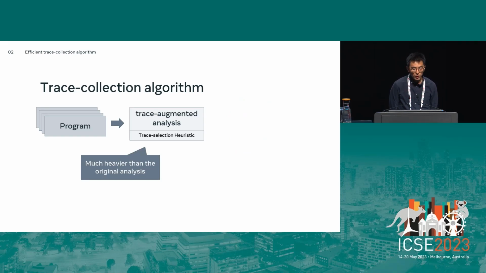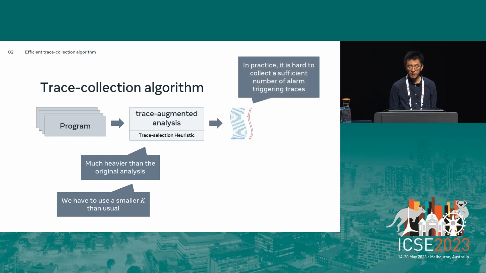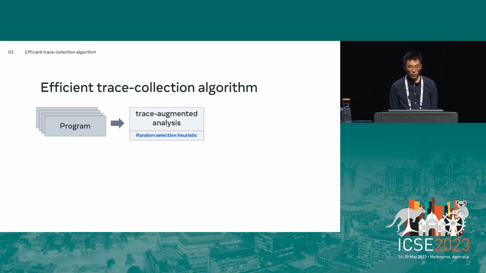But as you can expect, this trace-augmented analysis is much heavier than the original analysis, so we have to use a smaller K than usual. Then in practice, it's quite hard to collect a sufficient number of alarm-triggering traces. So our approach is like this.